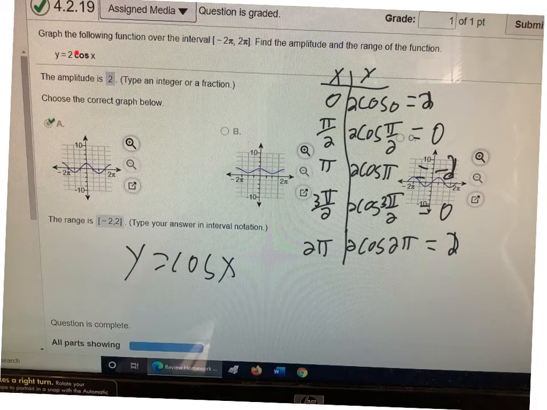Hello, I saw your question from Chapter 4, Section 2, Number 5. Graph the following from negative 2 pi to 2 pi, find the amplitude and the range. So they want you to graph y equals 2 cosine of x.